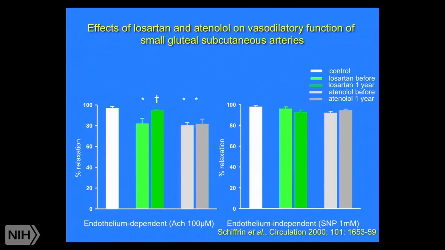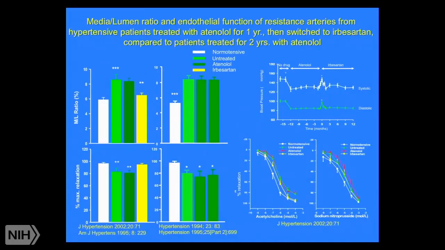Wondering whether we somehow selected a peculiar population to be treated by the beta blocker that did not respond, we then switched patients who had been treated with atenolol and had not responded and treated them with an ARB. And again, they responded. And as you had seen earlier, over 2 years, atenolol had not produced any effect on the structure of vessels or on endothelial function.